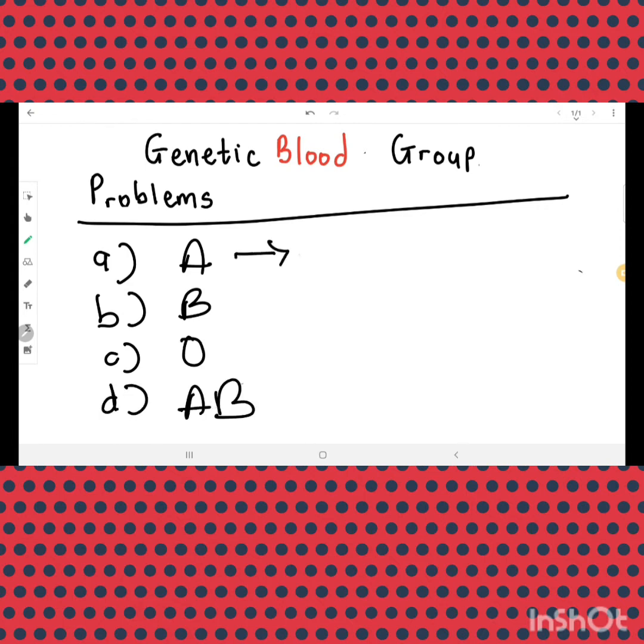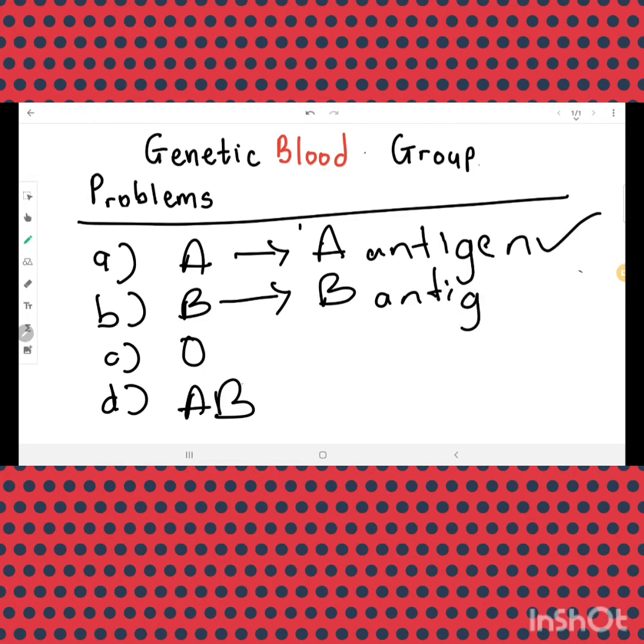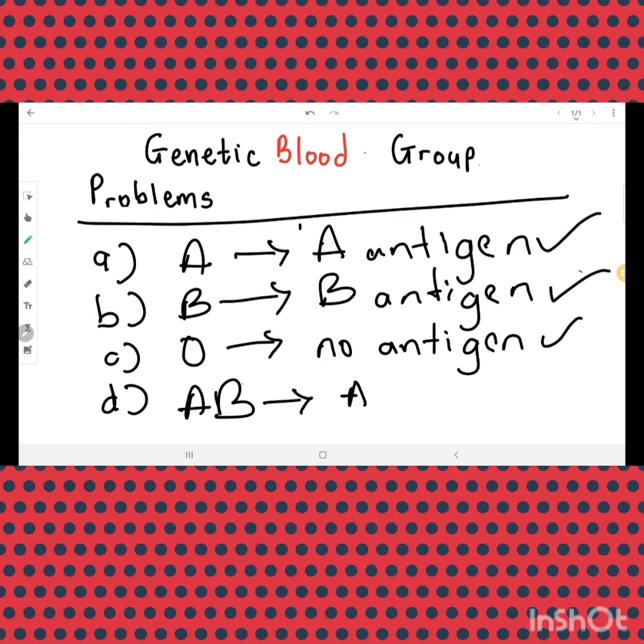Just a brief recap: blood group A means you have presence of A antigen on the cell membrane of the red blood cells. Blood group B means you have presence of B antigen on the cell membrane of the red blood cells. Blood group O means you have no antigen, while blood group AB means you have both A and B antigens present.